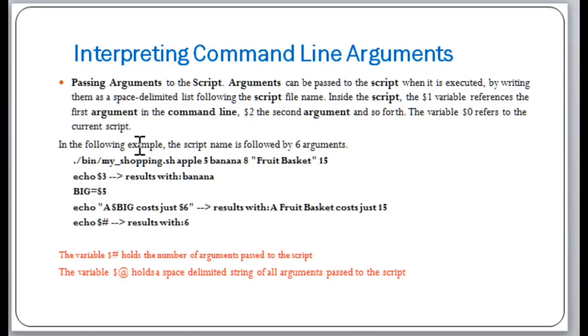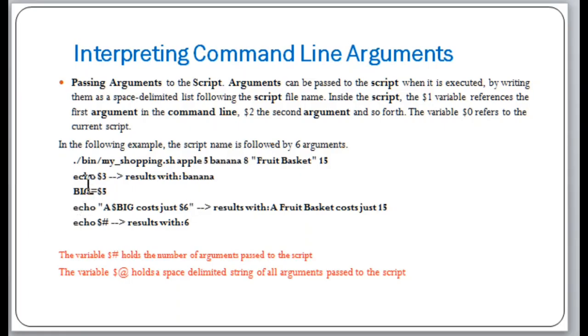So guys, in the following example, the script name is followed by 6 arguments. So we have ./bin/myshopping.sh shell script, and we give it apple 5, banana 8, fruit basket, and 15. Okay? And we're going to echo $3. So if we count here, 1, 2, 3. All right, 1, 2, 3. We get banana.